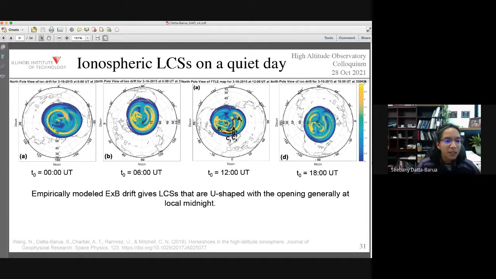But each of the diagrams has noon oriented at the bottom. And so this is noon. This is the LCS if you're starting at 6 UT with these models, 12 UT, and 18 UT, and integrating for 3 hours, I believe. So what we can see here is that there's a recurring pattern. If you use this empirical model, E cross B drift indicates that there are LCSs at high latitudes that are sort of U-shaped, and the opening is on the anti-sunward side.